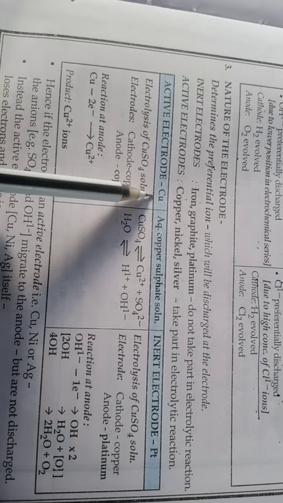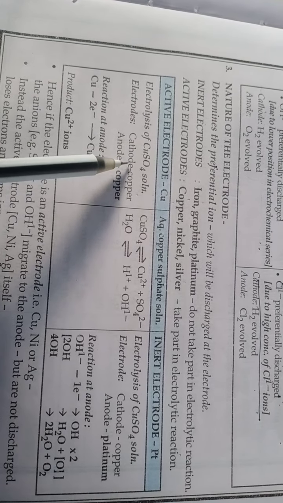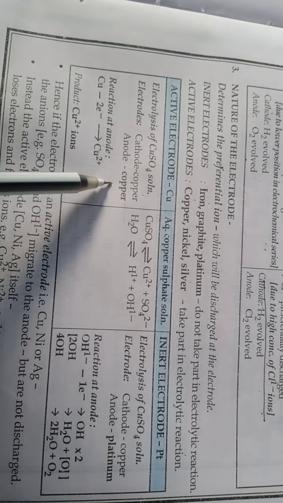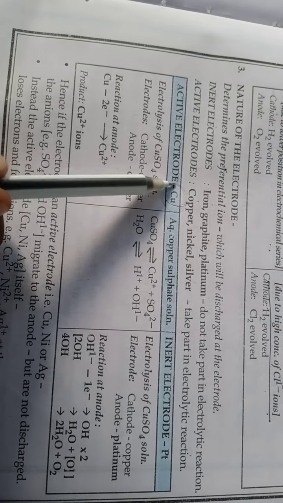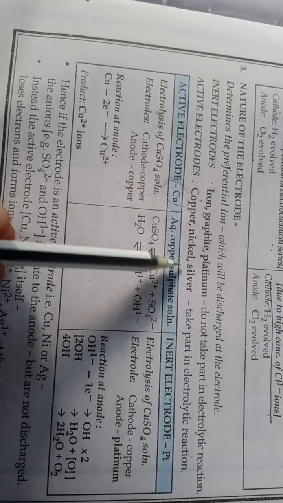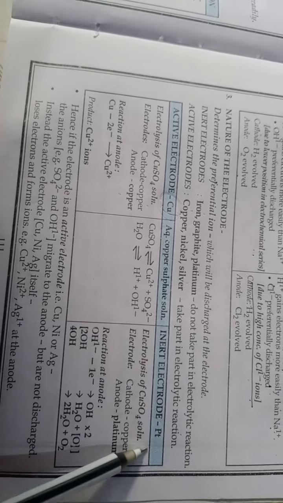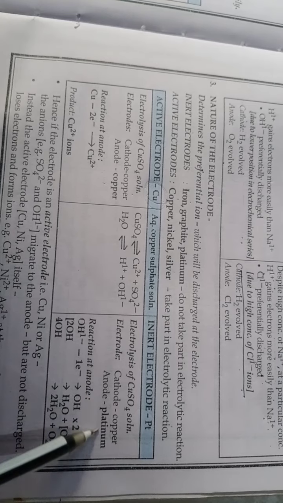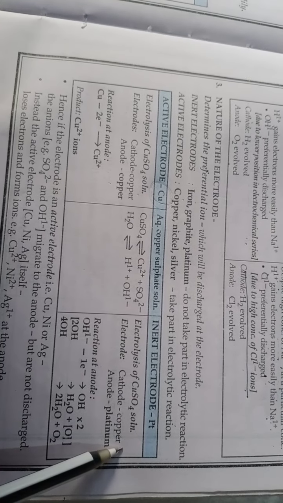Active electrode may be copper. So in electrolysis of copper sulfate solution, if the electrodes are made up of copper, both the electrodes are made up of copper when there is active electrode. It depends upon what material you are using. If nickel, then both electrodes will be of nickel. Silver, then silver. Inert electrode: if we are using platinum, then at cathode we will use copper and at anode we will use platinum for the electrolysis of copper sulfate solution.